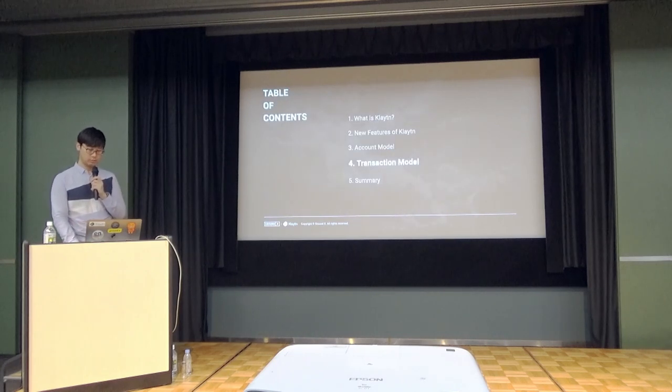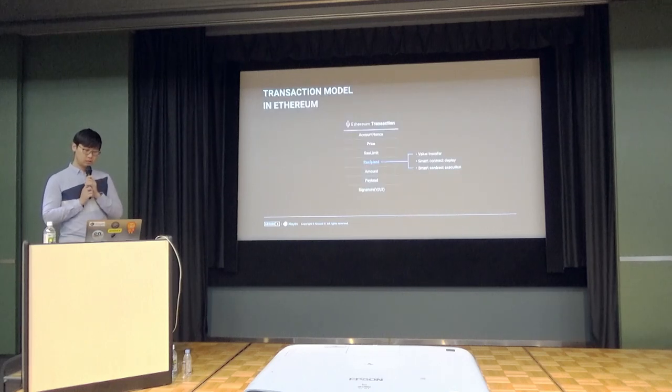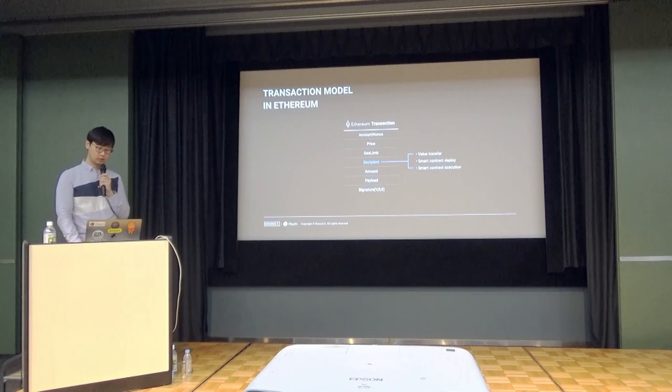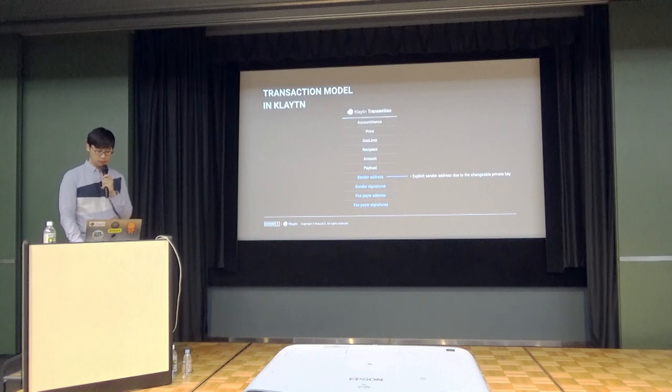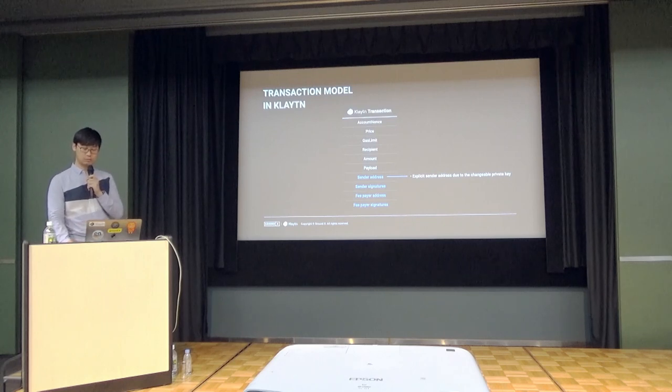Now let's talk about the transaction model. Similar to the account model, Ethereum does not have type information in the transaction model. But it has three functions: value transfer, smart contract deploy, and smart contract execution. In our Klaytn transaction, we introduced four more fields. First one is the sender address. This is required due to the changeable private key. So we should explicitly specify the sender address.